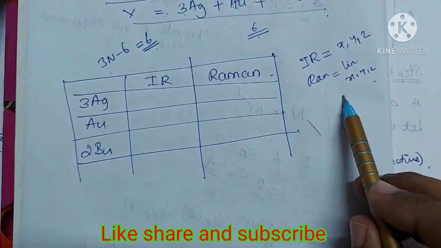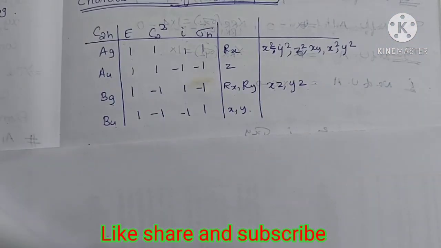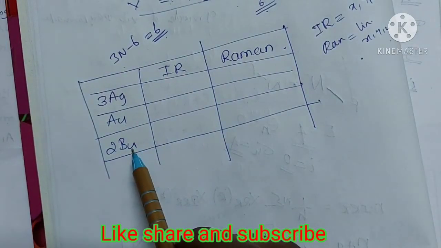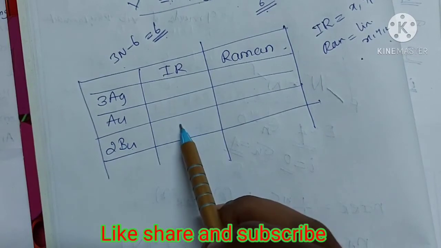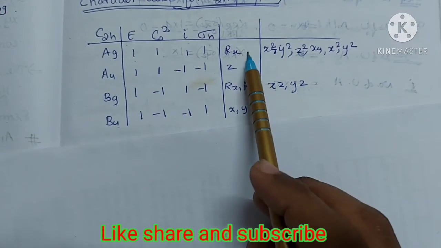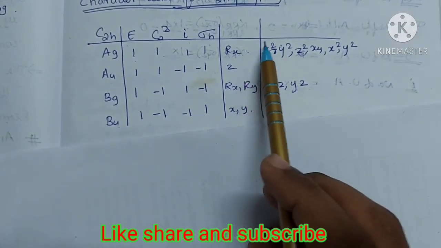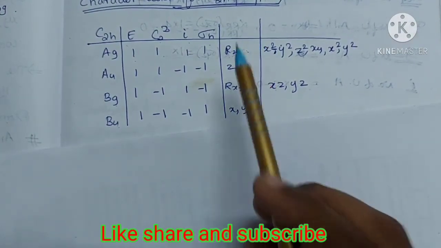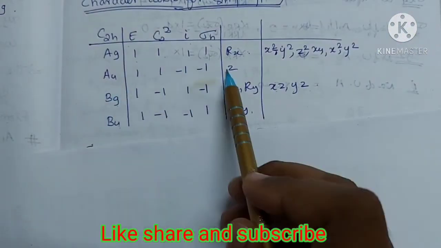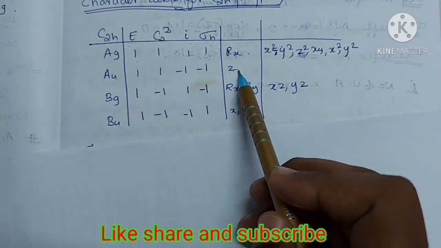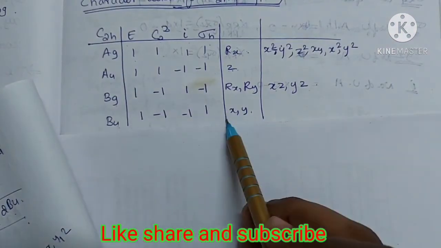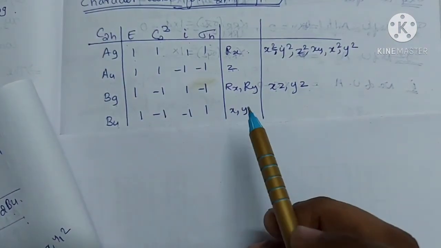So we have to check this with the character table. We have Ag, Au and Bu, and we have to check whether they are IR active. Let us check for Ag. In Ag we don't have x, y, z, so Ag is IR inactive. Next we have Au. In the case of Au we have z, so Au is IR active. Next we have Bu. In Bu also we have x and y, so Bu is also IR active.